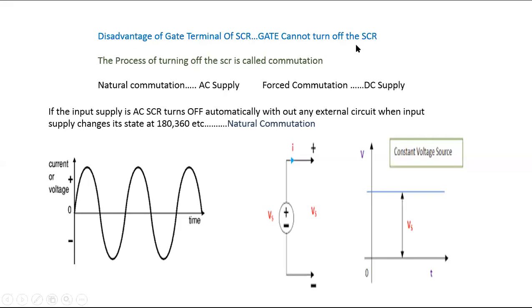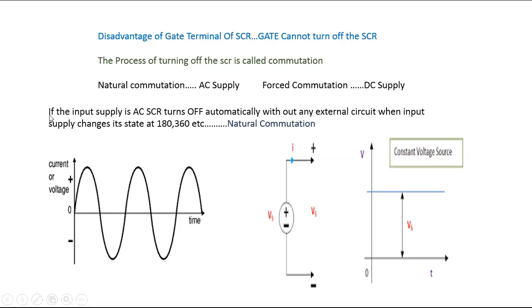So what is commutation and what are the commutation methods? How many commutation methods do we have? First, how many types of commutation are present? One is natural commutation and the other is forced commutation. Natural commutation, in the sense, is what? It works with an AC supply.